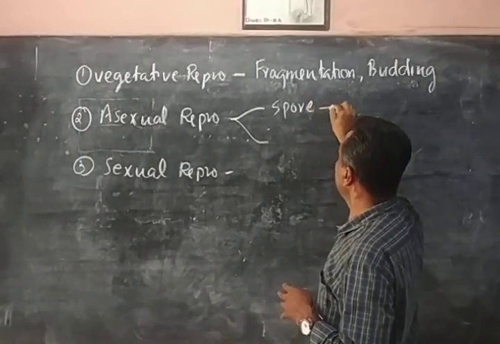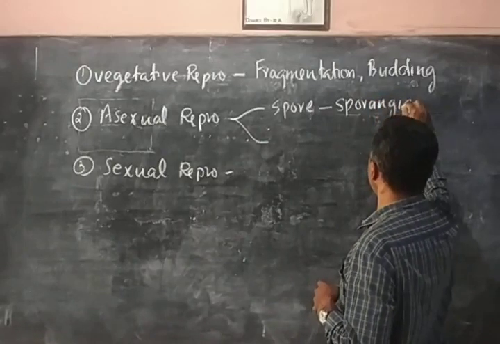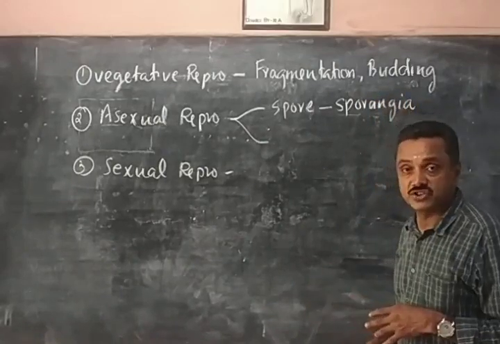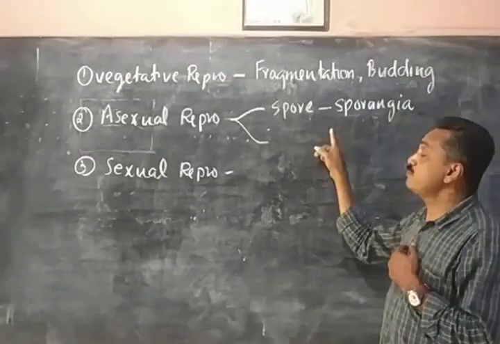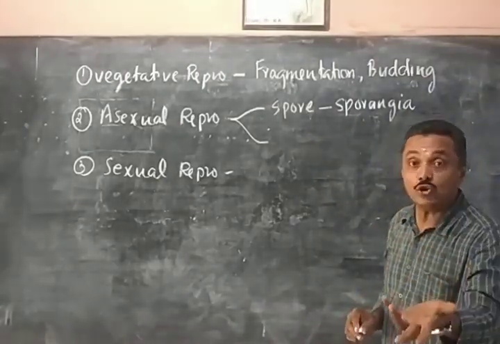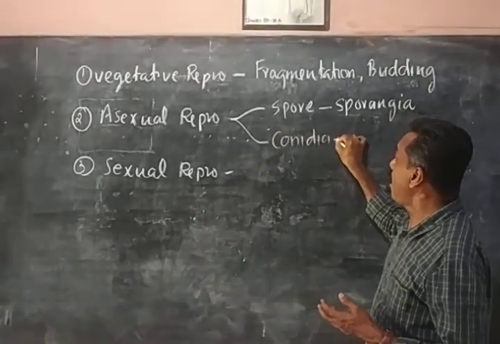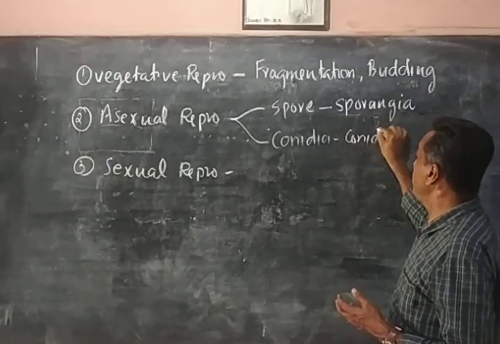Spores are produced in a structure called sporangia. Some fungus reproduce by spore formation. In some other group of fungus, it produces structures called conidia on a structure called conidiophore.